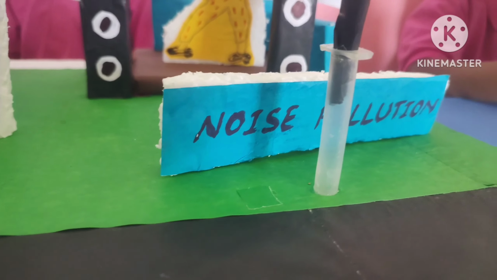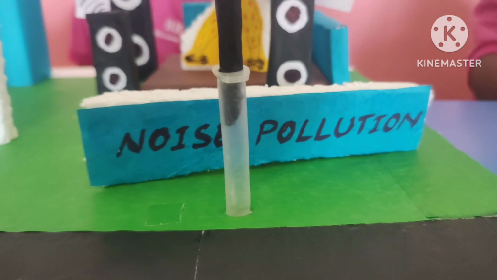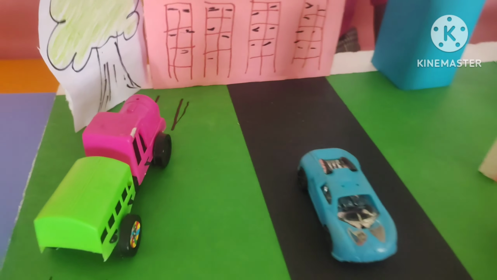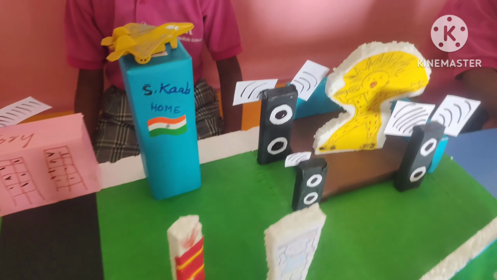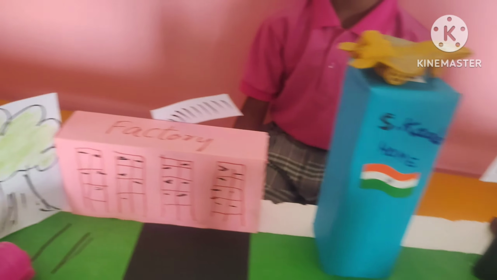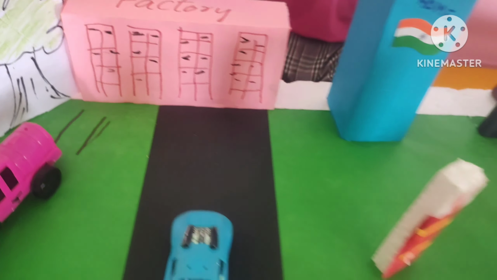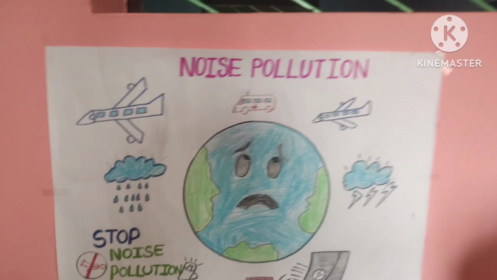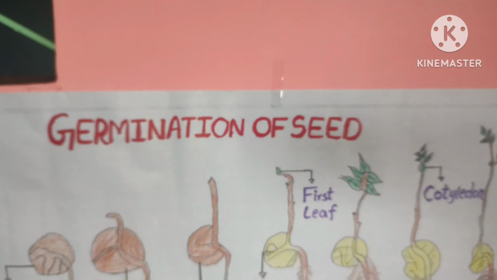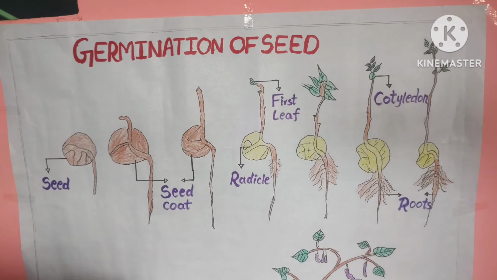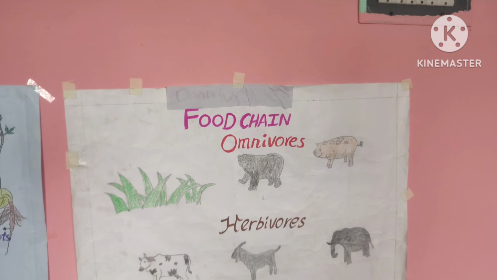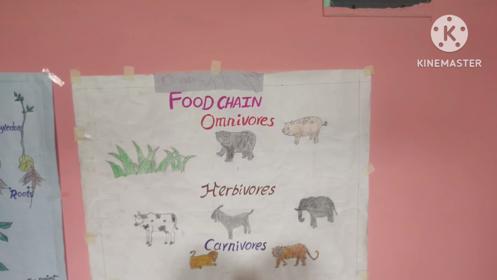Noise pollution model making has been done by the second class children. To reduce the noise pollution, they have done this project: how to avoid the noise pollution, how to save our environment. Germination of seed, this chart and the model making is presented, and the food chain is presented, the chart presentation.